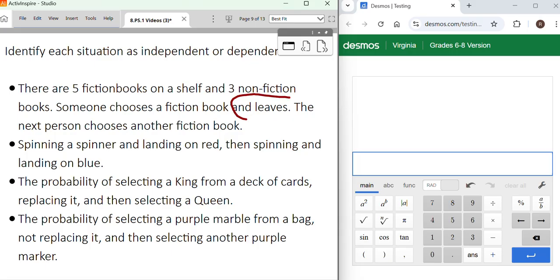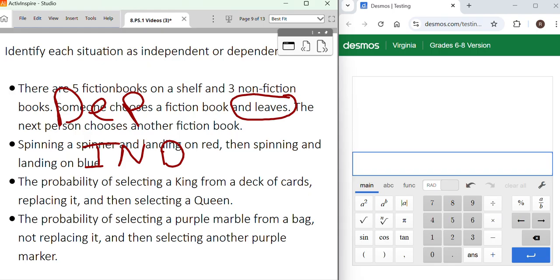Well, the hint is right here. They take a book and they leave. So that means a book disappeared, so it is dependent probability. Next one, spinning a spinner and landing on red, then spinning and landing on blue. A spinner is definitely independent because you can spin it 1,000 times and the number of possibilities will never change. Let's look at the next one.